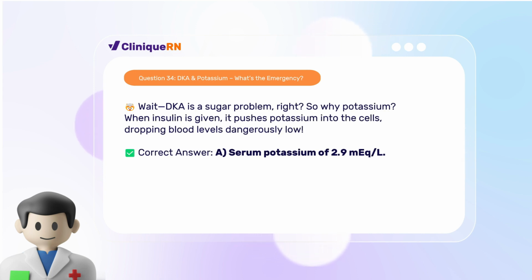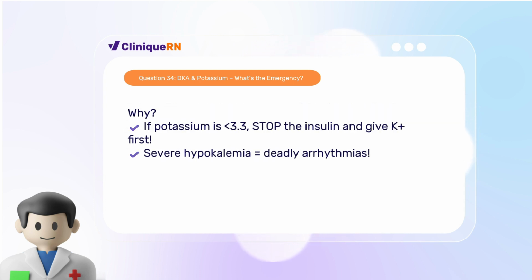So why potassium? When insulin is given, it pushes potassium into the cells, dropping blood levels dangerously low. Correct answer: A. Serum potassium of 2.9 milliequivalents per litre. Why? If potassium is less than 3.3, stop the insulin and give K+ first. Severe hypokalemia equals deadly arrhythmias.